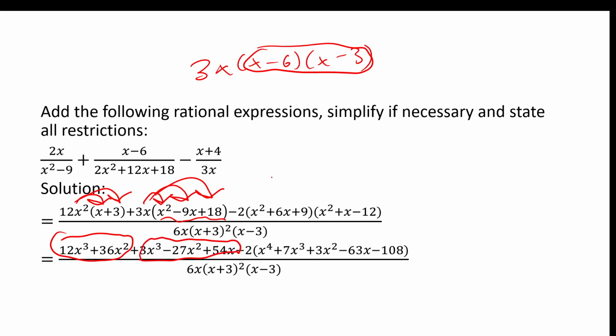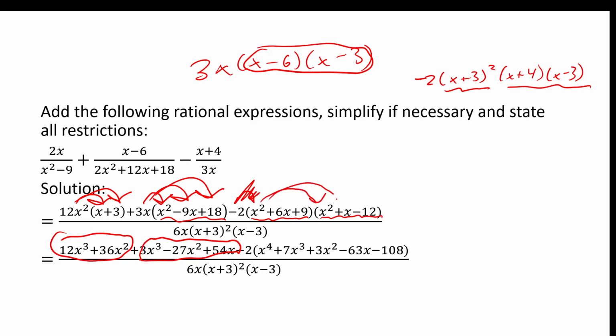Now that last numerator was a negative 2, and then it was an x plus 3 squared, and it was an x plus 4, and it was an x minus 3. When you distribute x plus 3 quantity squared, you get x squared plus 6x plus 9. When you distribute x plus 4 times x minus 3, you get x squared plus x minus 12. And so we're taking that negative 2. Oh, not yet though, actually. All we're doing now is we're just distributing here.